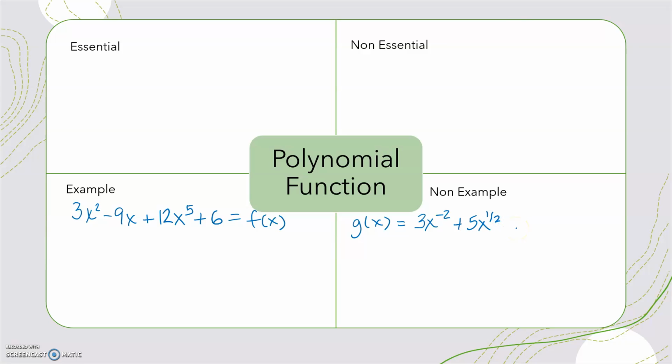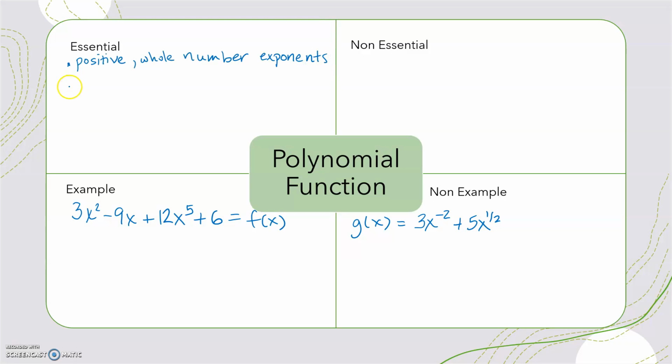And the thing that is essential, the thing that makes the example that I wrote down an example and the one that I wrote down a non-example, is that it is essential that polynomial functions have positive whole number exponents. You must have positive whole number exponents for a function to be a polynomial.